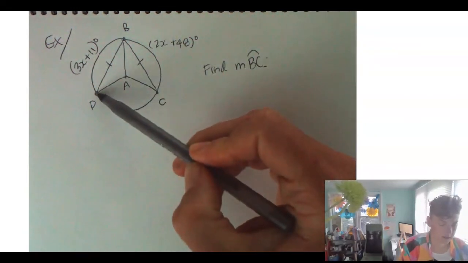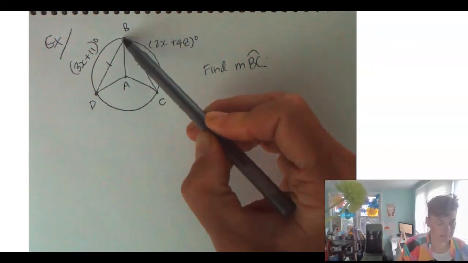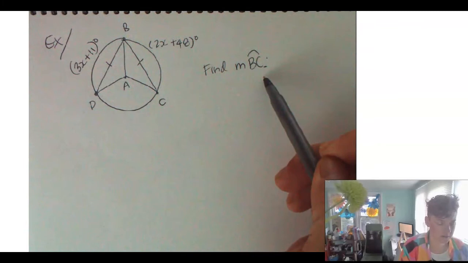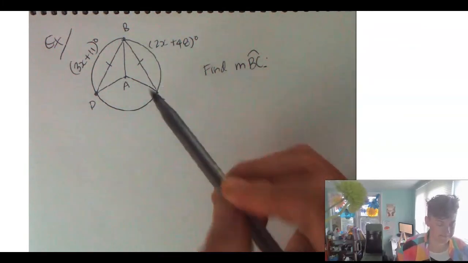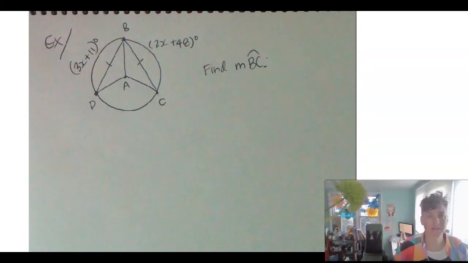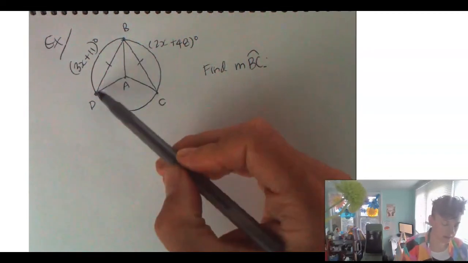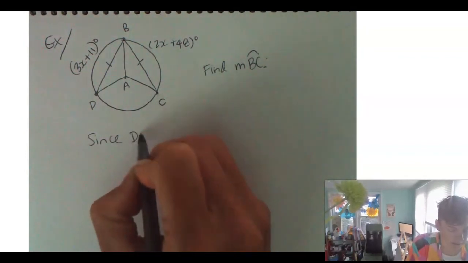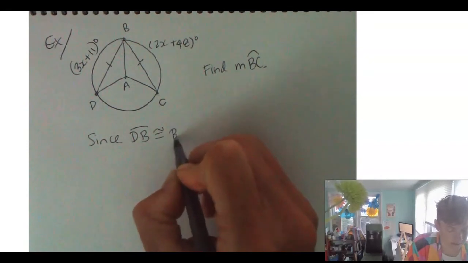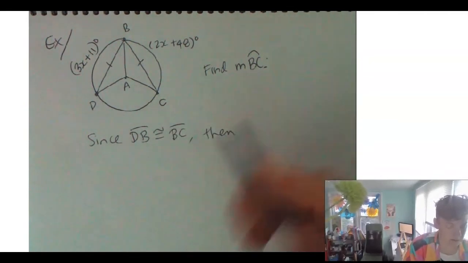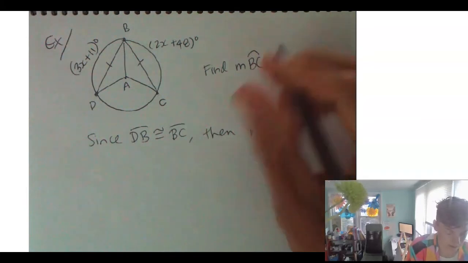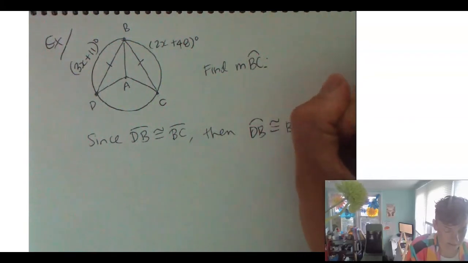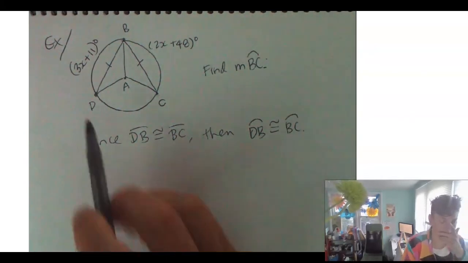It's got two chords, DB and BC, that are congruent to each other. We are asked to find the measure of arc BC. So we can use theorem 10.4, which said that since these chords are congruent, since DB is congruent to BC, then the arcs are going to be congruent. Arc DB will be congruent to arc BC, which means these measures are equal to each other.